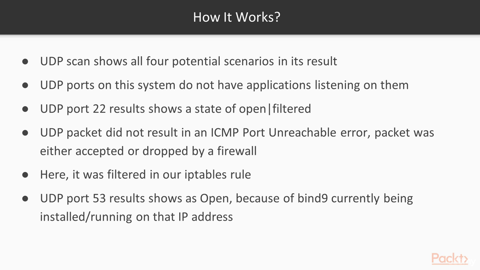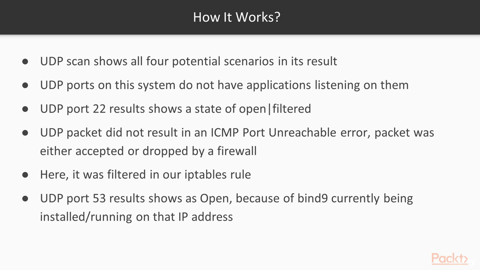UDP port 22 in the preceding results shows a state of open|filtered. This means that the UDP packet did not result in an ICMP port unreachable error, which means that the packet was either accepted or dropped by a firewall. In our case, it was filtered in our iptables rule.